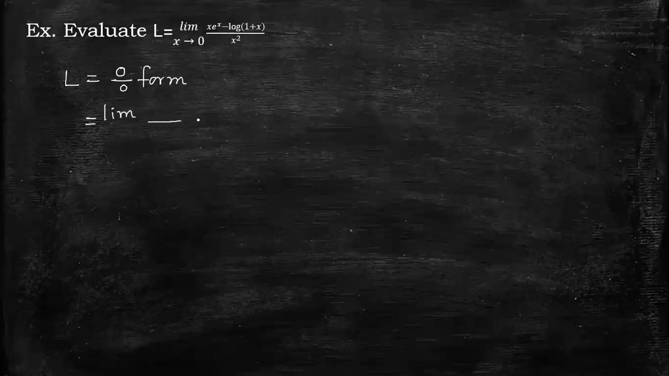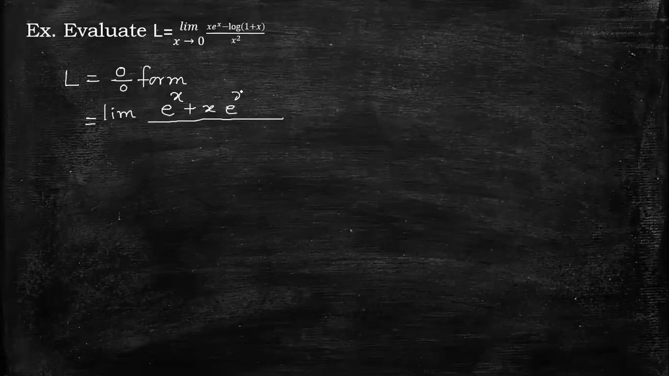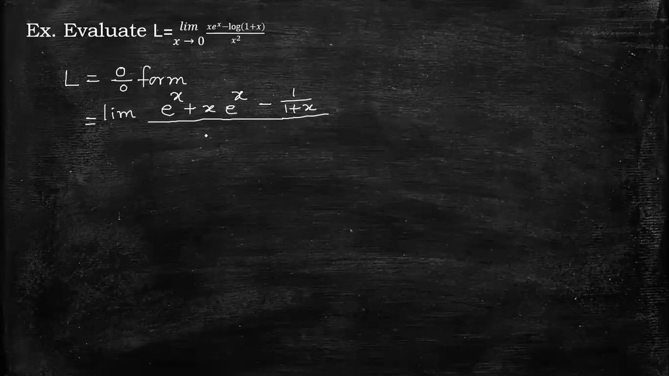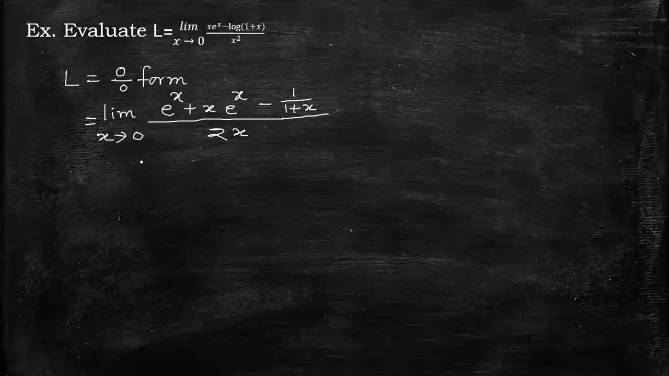Therefore, by L'Hospital's rule, this is the limit. Now see friends, x into e to the power x is the first term. Product rule: derivative of x with respect to x is 1 into the second part e to the power x as it is, plus first part as it is into derivative of the second part with respect to x, minus derivative of log of 1 plus x, which is 1 upon 1 plus x. Now in the denominator there is x square. Derivative of x square with respect to x is 2x, and we are writing 2x in the denominator.